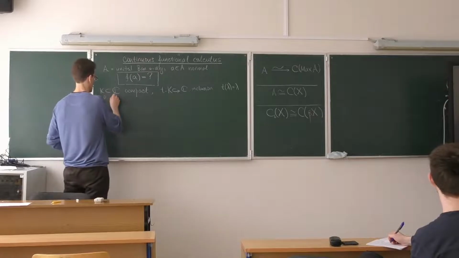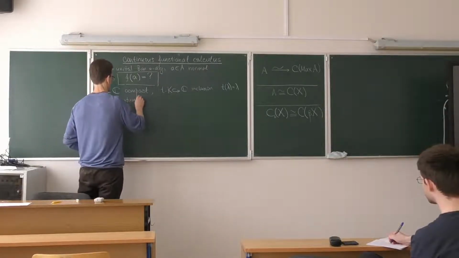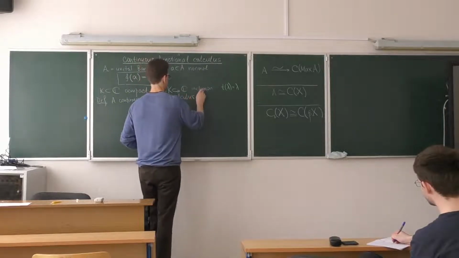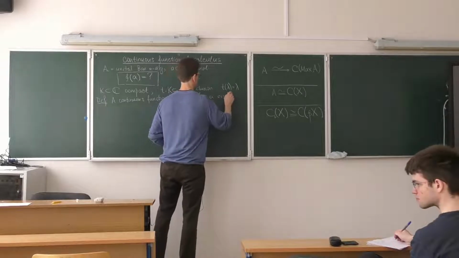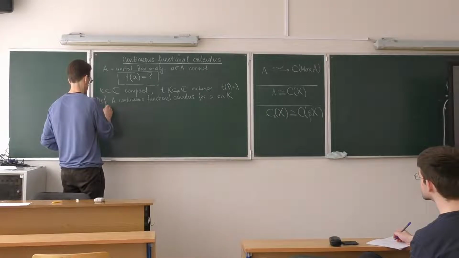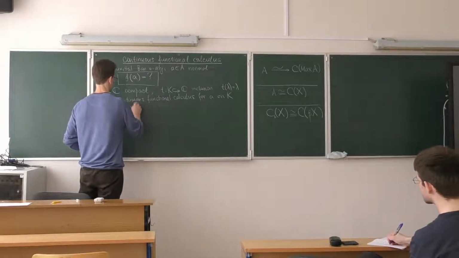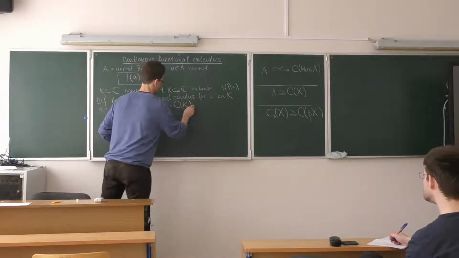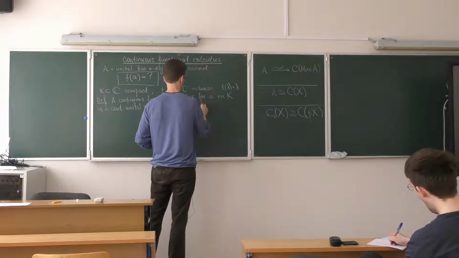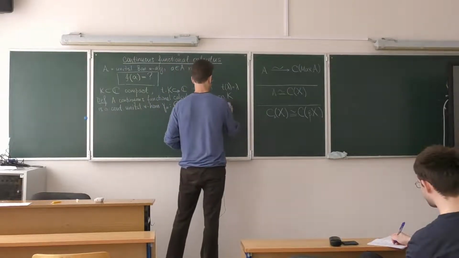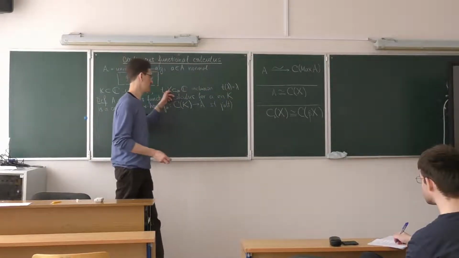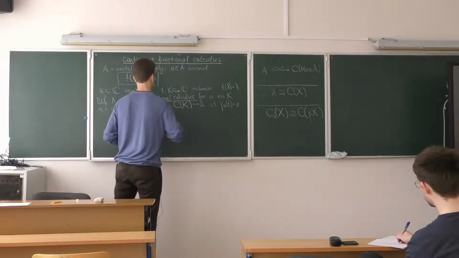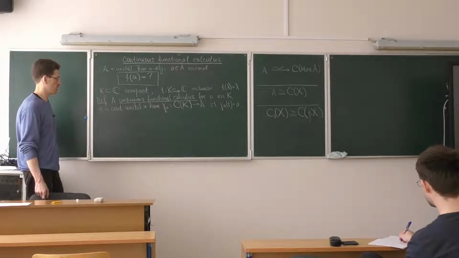A continuous functional calculus for our element little a on this compact set K is a continuous unital star homomorphism gamma_a from C of K, from the algebra of continuous functions on K, to A, such that this homomorphism gamma takes this function t, the coordinate on K, to a. So this is the formal definition.